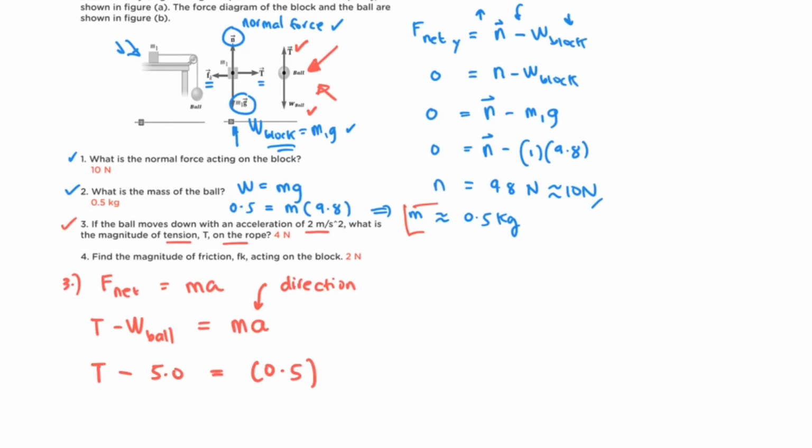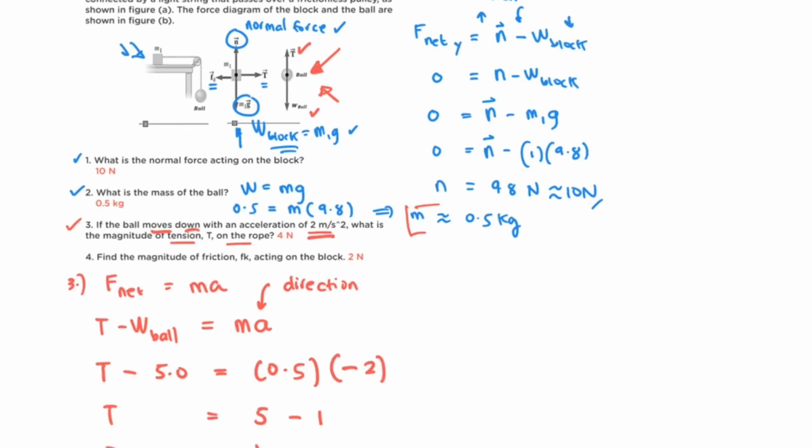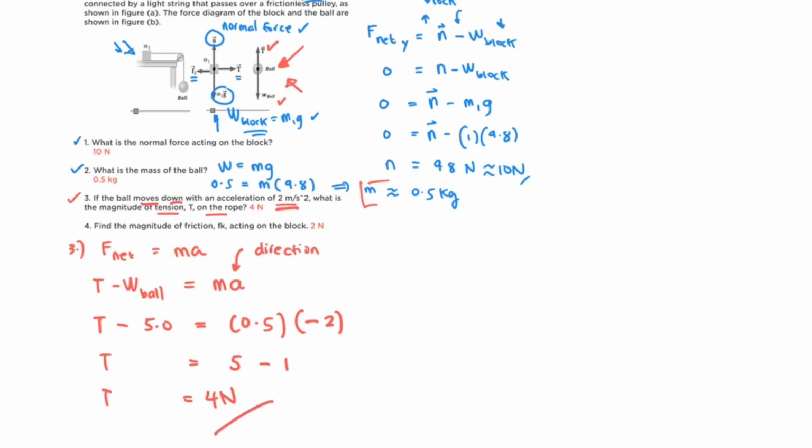Now it says here the ball moves down with an acceleration of 2 meters per second squared. So meaning to say the acceleration should be negative because the ball is going down. So there's going to be negative 2. Simplifying this, we will have T is equal to 5 minus 0.5 times 2, which is equal to 1. So T is equal to 4 newtons. This is the answer to question number 3. So tension is equal to 4 newtons.